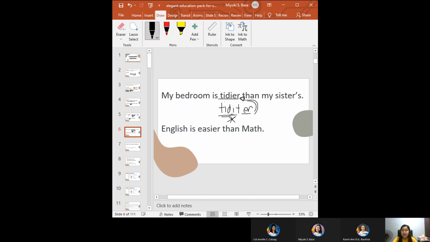Okay, can you please repeat our third rule, Miss Kaluwag? The third rule is when the adjective ends with letter Y, we will remove the letter Y and replace it with letter I, and add the suffix ER to make it a comparative adjective. Okay, very good, Miss Kaluwag. So now let's have another example. Can you please read the example, Miss Bautista?